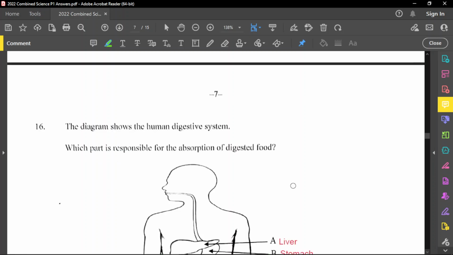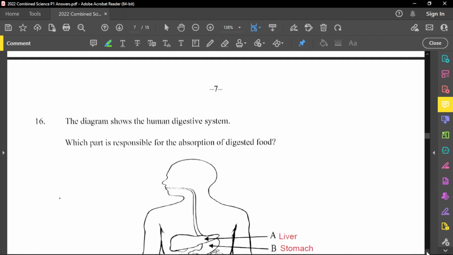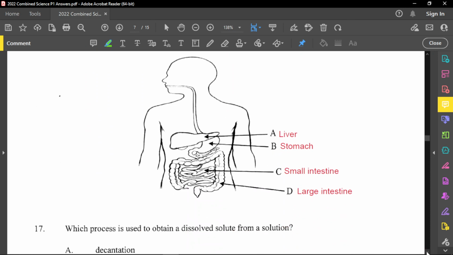Question number 16, it said the diagram shows the human digestive system. It said which part is responsible for the absorption of digested food? Let me just quickly go down into that. We have the liver, the stomach, the small intestine, the large intestine. Which part is responsible to absorb digested food? I never highlight this one, but it will be the small intestine, because the small intestine will contain what they call villi, and villi will absorb the food. So option C is correct.